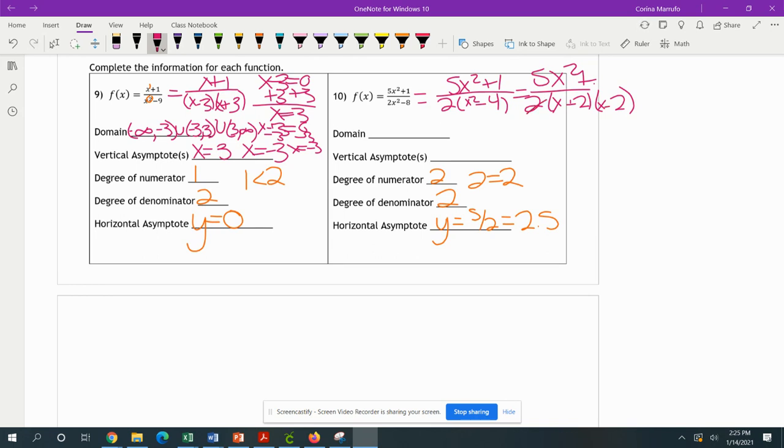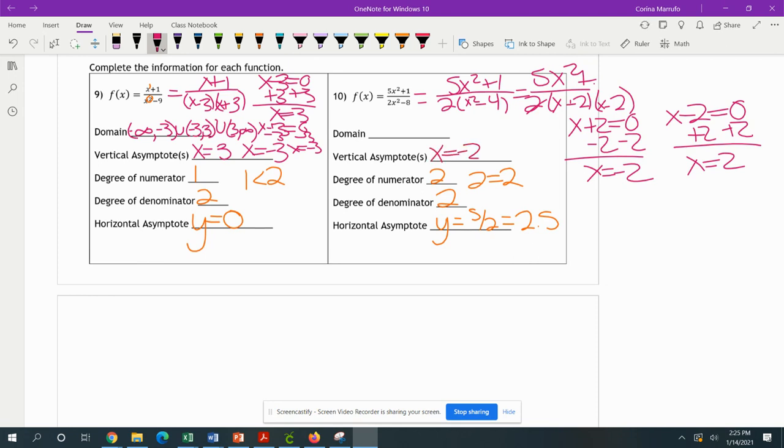Now the 2 you don't have to set equal to 0 because there's no x to solve for. But the x plus 2 we can set equal to 0, and the x minus 2 we set equal to 0, and we solve. So minus 2, x equals negative 2. Plus 2, x equals positive 2. So that's where your two vertical asymptotes are. Those are the two imaginary lines that your graph follows, but it does not cross.